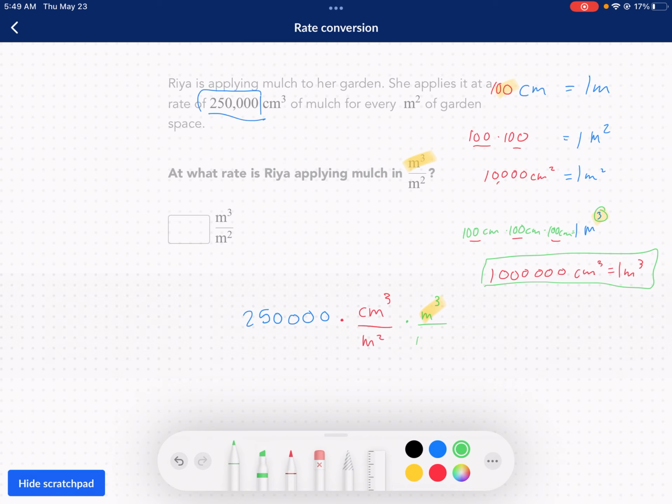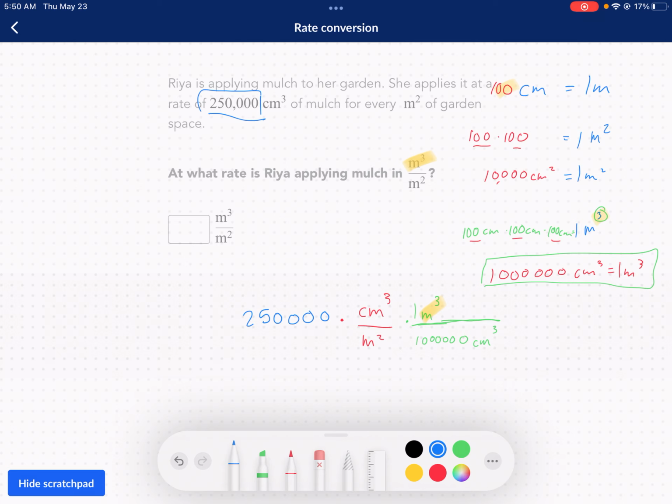So I know per 1 meter cubed, there are 1 million centimeters cubed. Let me extend this a little bit more. That's all I have. That's all I need. So let's see what this does. First off, let's just consider crossing off the units. The whole goal of this is to cancel off units.